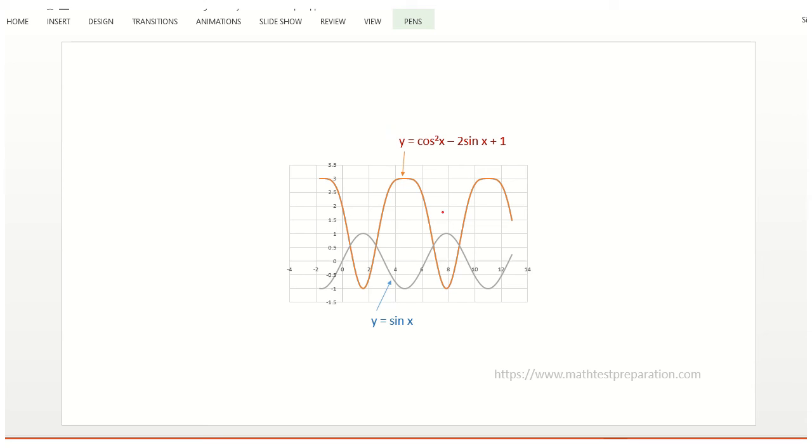The orange curve is the given function. The blue curve is y equals sine x. When sine x equals negative 1, y is positive 3. So when sine x is negative 1, y has maximum value 3. When sine x is positive 1, y is minimum value negative 1.